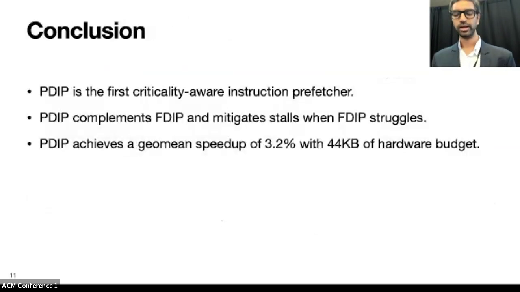In conclusion, PDIP is the first criticality-aware instruction prefetcher. PDIP complements FDIP by mitigating stalls when FDIP struggles. PDIP achieves an overall geomean speedup of 3.2% with 44 kilobytes of hardware budget.